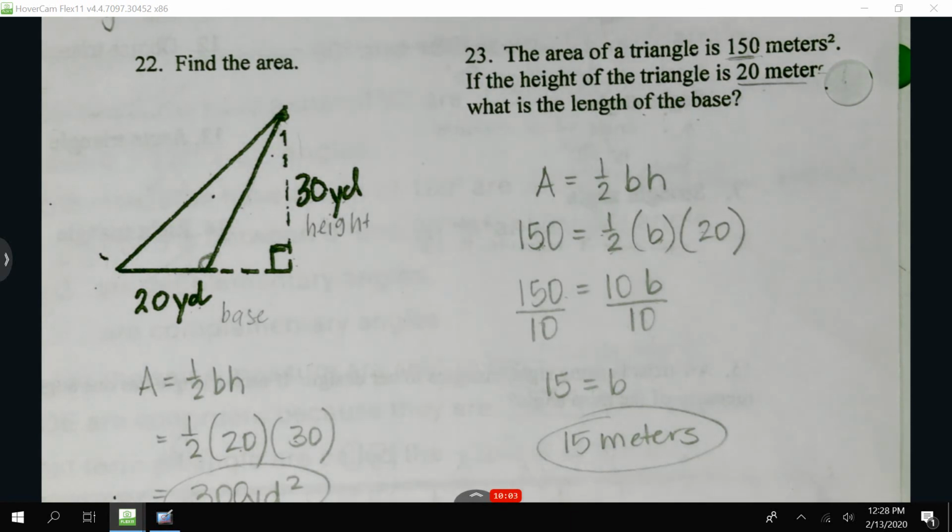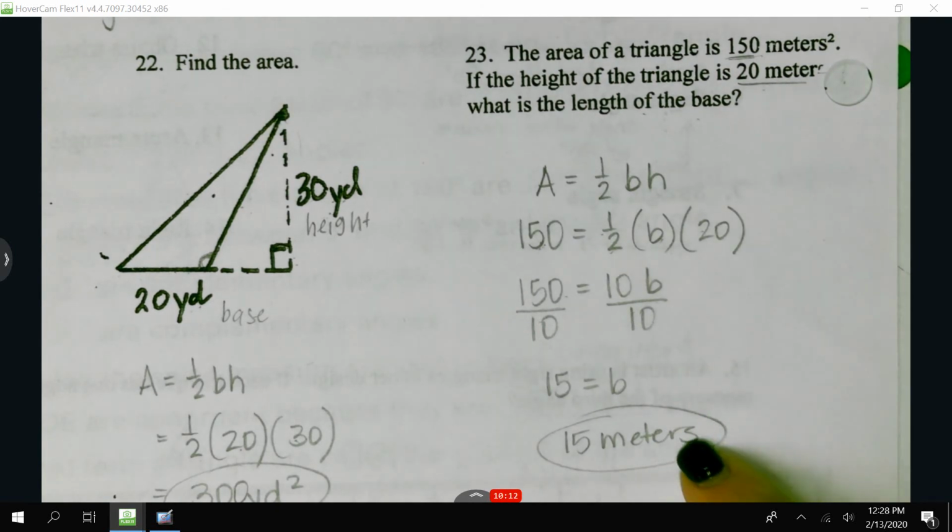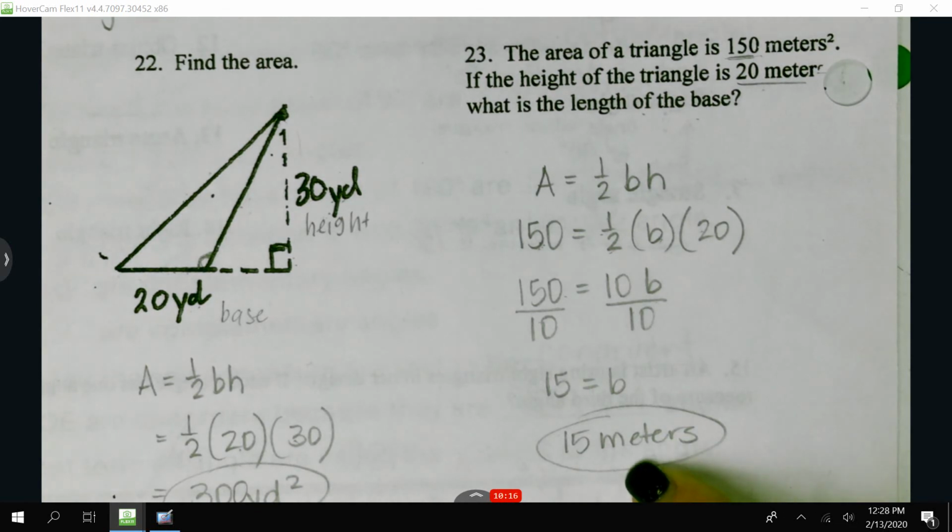So you have to read the problem and figure out what is it actually asking for. Don't just assume that you're always finding the area. And because this is not an area, that's why it's not squared. It's the base, so it's just meters.